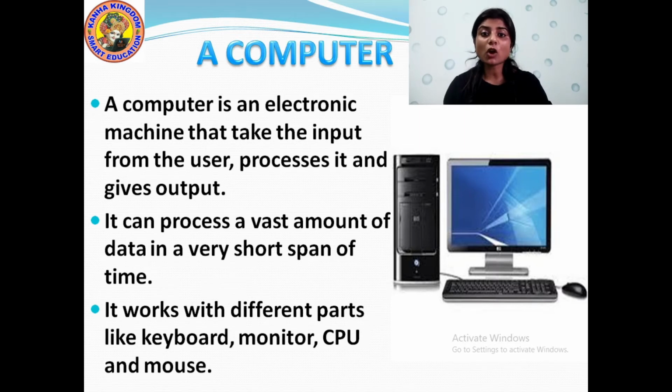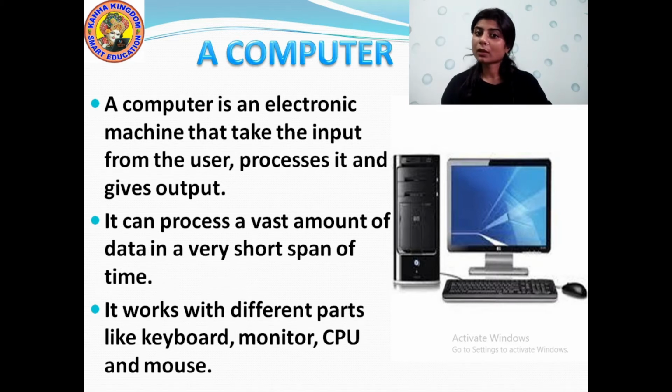That means it works on many things within a very less time. Okay? And the main components of the computer by which we can use a computer are monitor, keyboard, mouse, and CPU. CPU is called as the Central Processing Unit because whatever instructions we give in the computer, everything is processed inside the CPU. That is why it is called as the Central Processing Unit and also the brain of the computer.